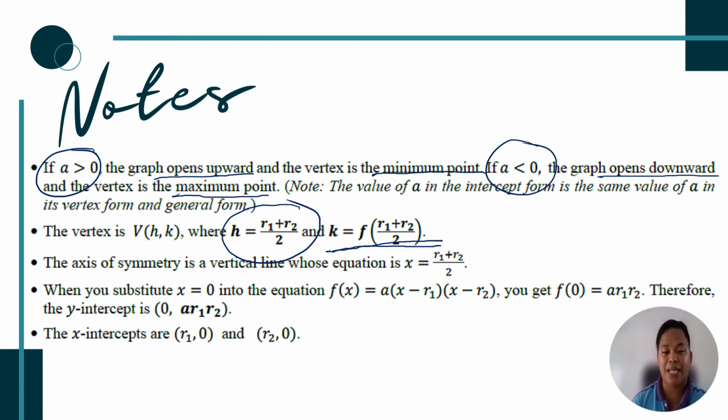And the axis of symmetry is represented by the equation x is equal to the sum of r sub 1 and r sub 2 all over 2. And the value of y when x is equal to 0 is equal to the product of a, r sub 1, r sub 2. And the x-intercepts are (r sub 1, 0) and (r sub 2, 0).